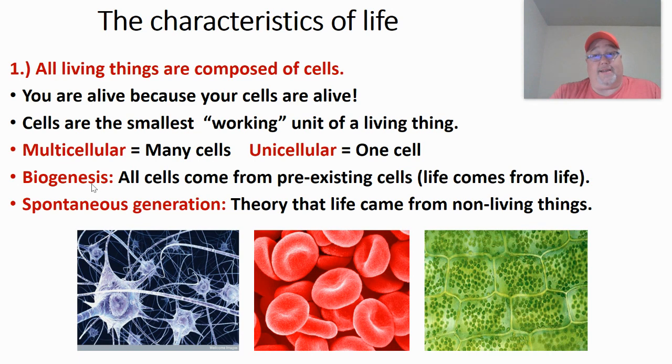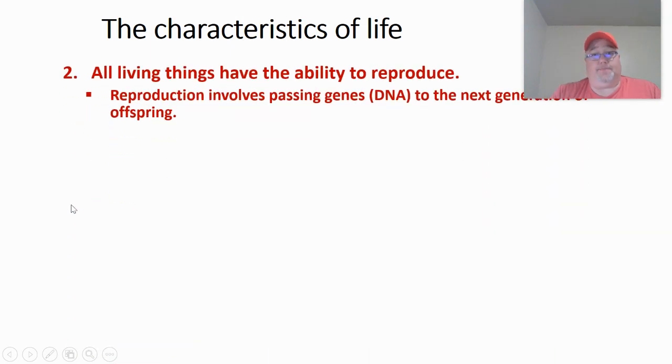Another term here is called spontaneous generation. Spontaneous generation is the theory that life came from non-living things. Now we know that that's not true today. We know that, for example, your pencil can't turn into a whale. That's ridiculous, right? But again, the idea of where the first cell came from, this theory of spontaneous generation actually has some weight to it. We'll talk about that a little bit more down the road. But I want you to understand these two terms, biogenesis and spontaneous generation.